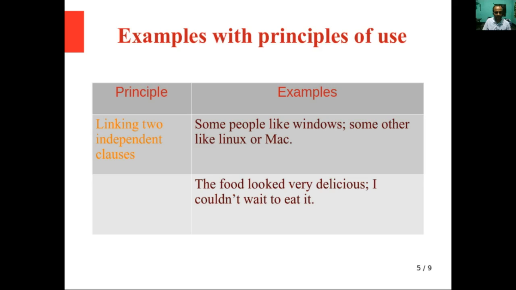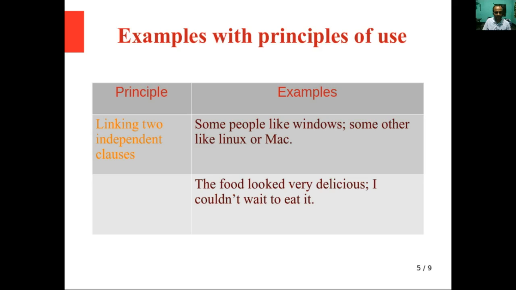So we are marking them. Think a little about it. These 2 clauses can be written into sentences, but they are so logically connected, so deeply connected, that if we write them into 2 different sentences, then they may not sound good. So we use a semicolon between them to mark that they are distinct principal clauses, but they somehow make a complete sentence. Some people like Windows, semicolon, some other like Linux or Mac.